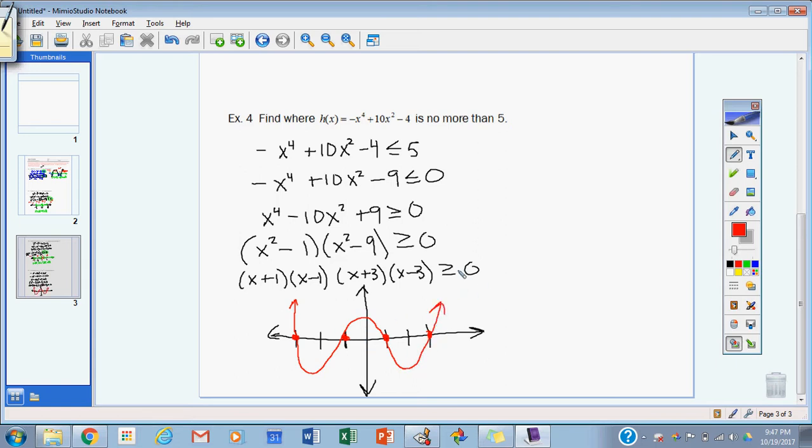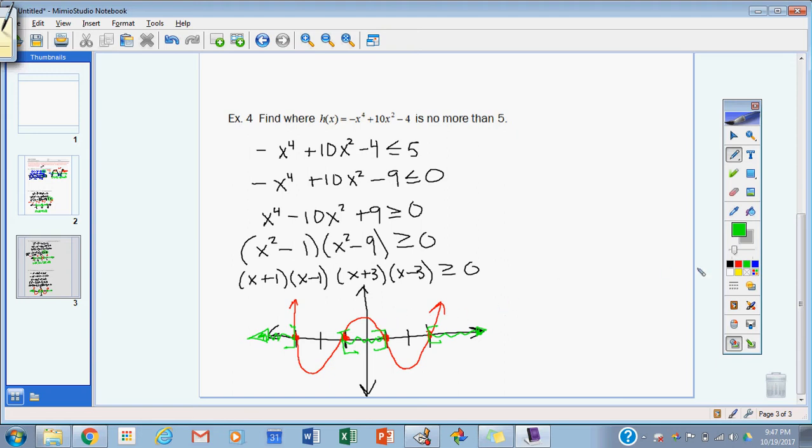And then basically, where are the values greater than or equal to 0? Well, that's going to be, bracket here, all of this over here, all of this in here, and all of this over there. So if you think about it, those are the 3 intervals where we have y values greater than 0.